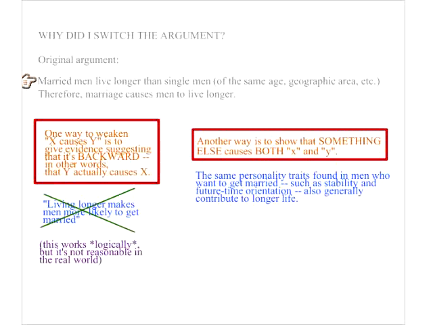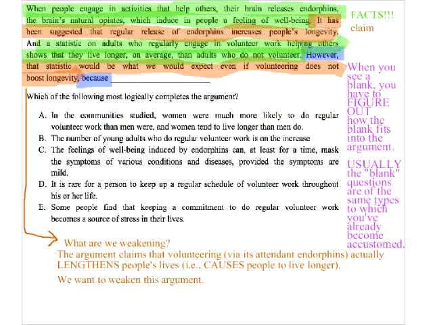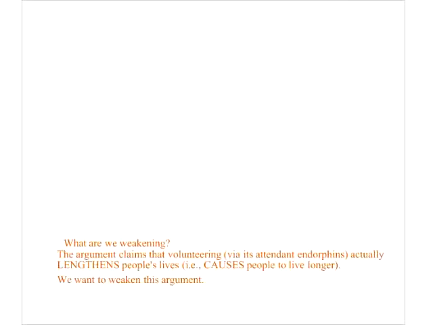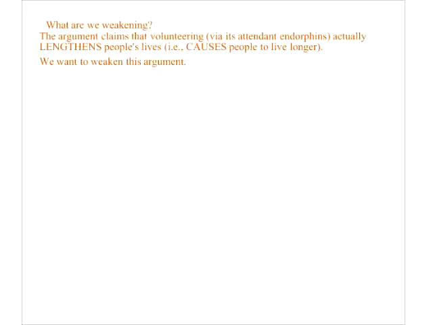Okay, let's go back to the original problem. So the original problem says that volunteering, let's go to the next page. The original problem says that volunteering lengthens people's lives. So the argument says volunteer causes long life. Remember that there are two ways to weaken a statement like this.